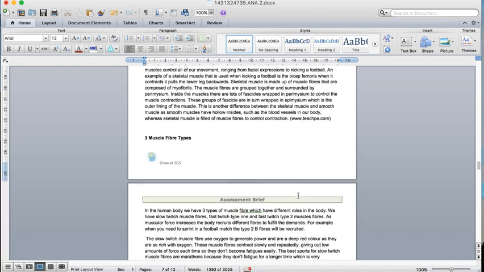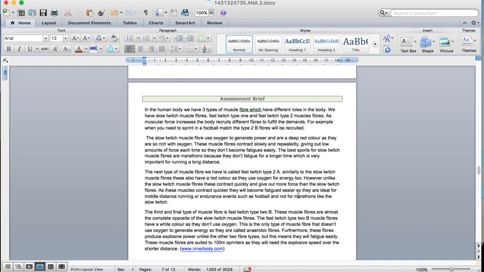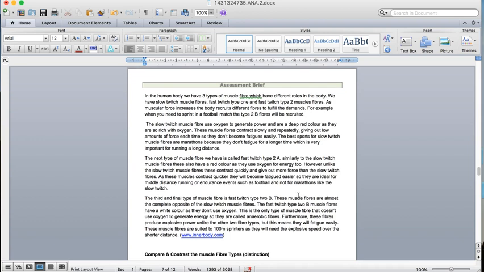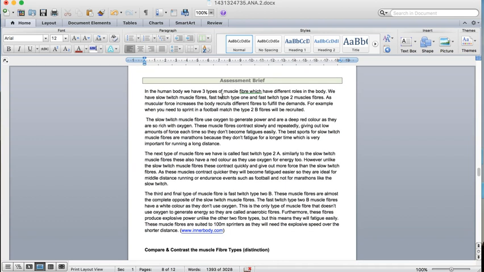I think it's a lot easier to pull that together at the end. Okay, and then he goes on to the 3 fiber types, and we can see he's described and explained each of the fiber types.